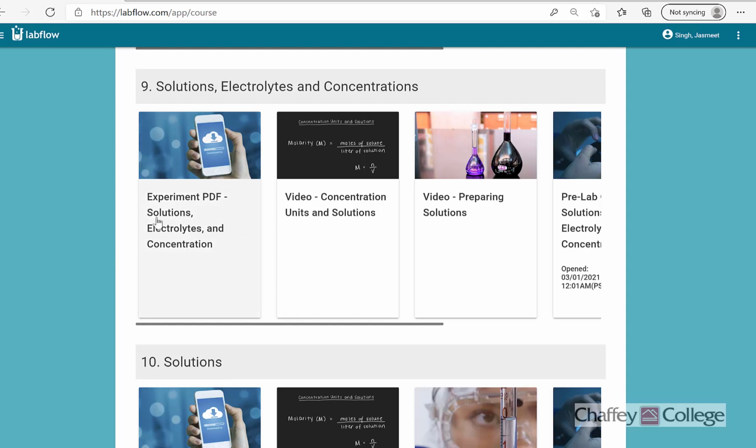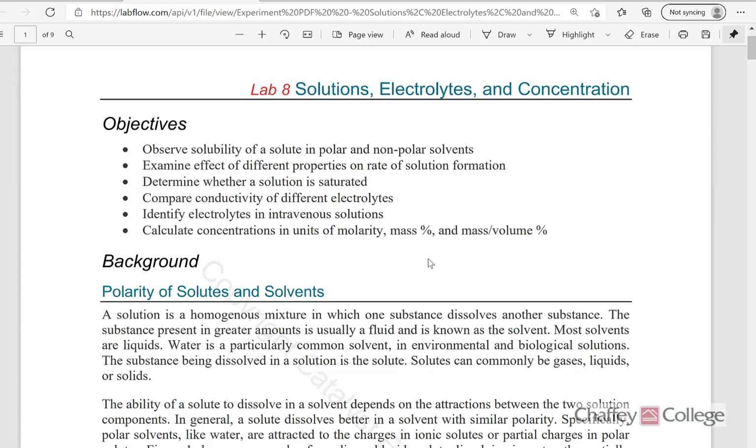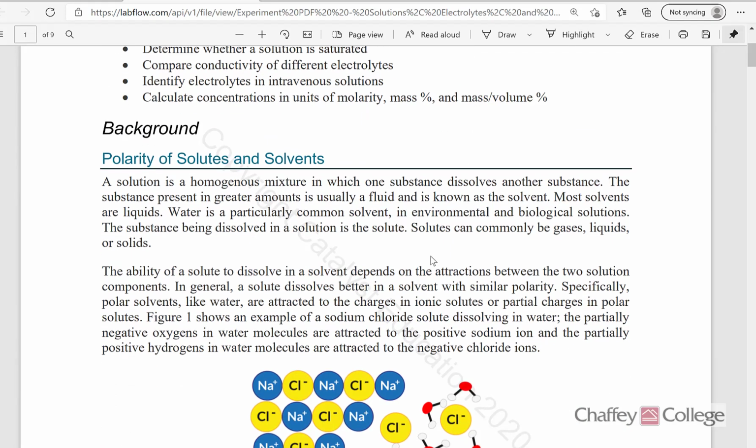So let's first take a look at the experimental procedure of this lab. As usual, the experimental procedure is given in this first tab. Let's open the PDF file and take a look at the experimental procedure. So in the first part, we will learn about solutions.